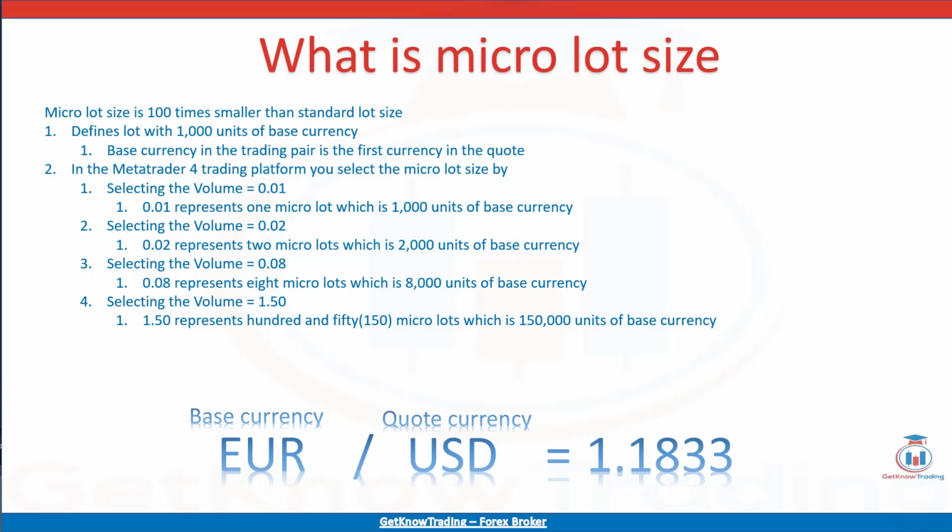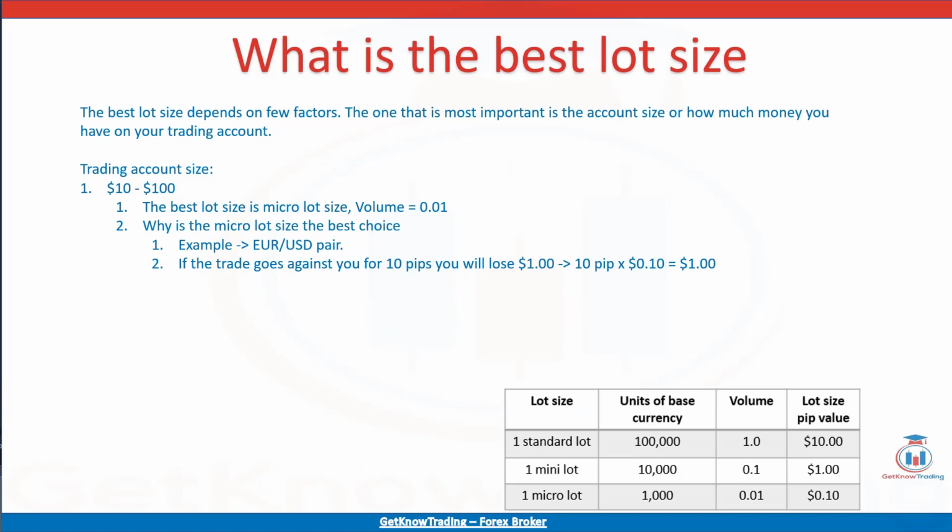And the third most used lot size is called micro lot size. Micro lot size is 10 times smaller than a mini lot size, and it represents thousands of units of a base currency. In the drop-down menu for lot size or volume in MT4, it is located under number 0.01, which means one micro lot size. Here are a few examples of micro lot size, so you understand what it means when you select different lot sizes in MT4.